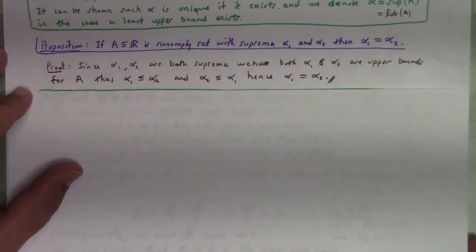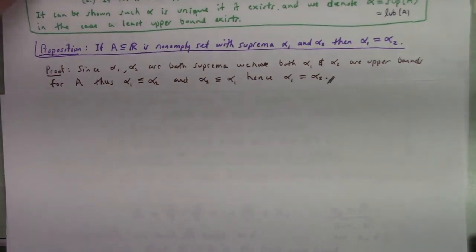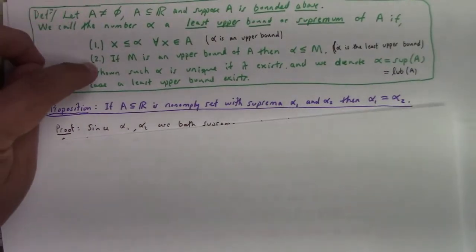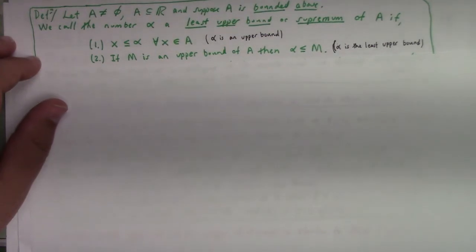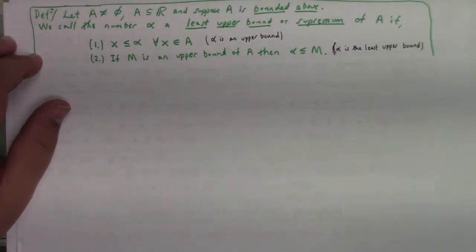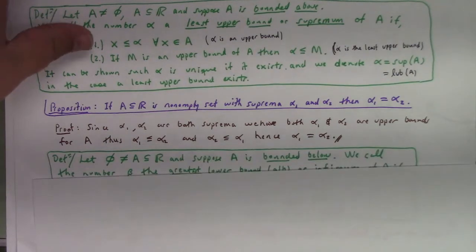And there you have it. There's the uniqueness. It's basically following from point 2 here in the definition, essentially. And you can compare them one against the other or the other against the one, and so you get both inequalities, which gives you equality.